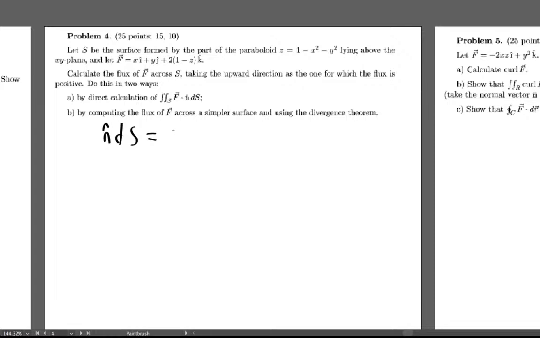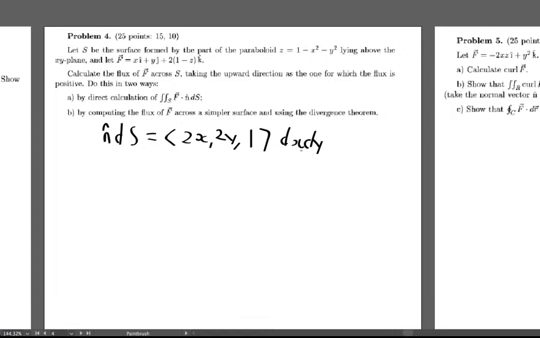So it's n vector dS, the vector: take the partial derivative of z in terms of x. That will be negative 2x, but then you just need to switch up the signs, which means it's 2x. Then the partial derivative of z in terms of y, and you obviously take a negative at the front as well, which is 2y, and then 1, dx dy. That's basically n vector dS.